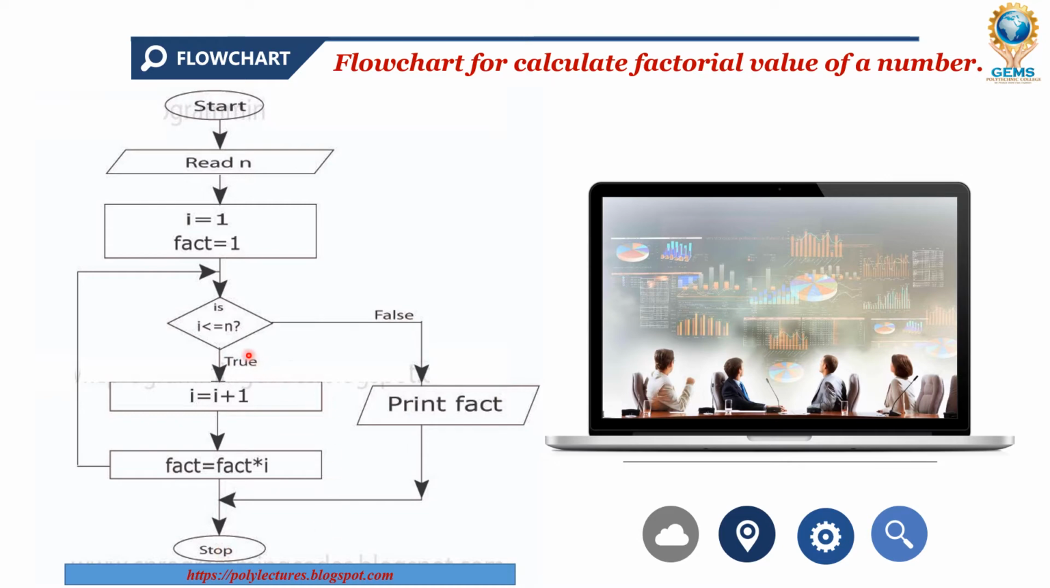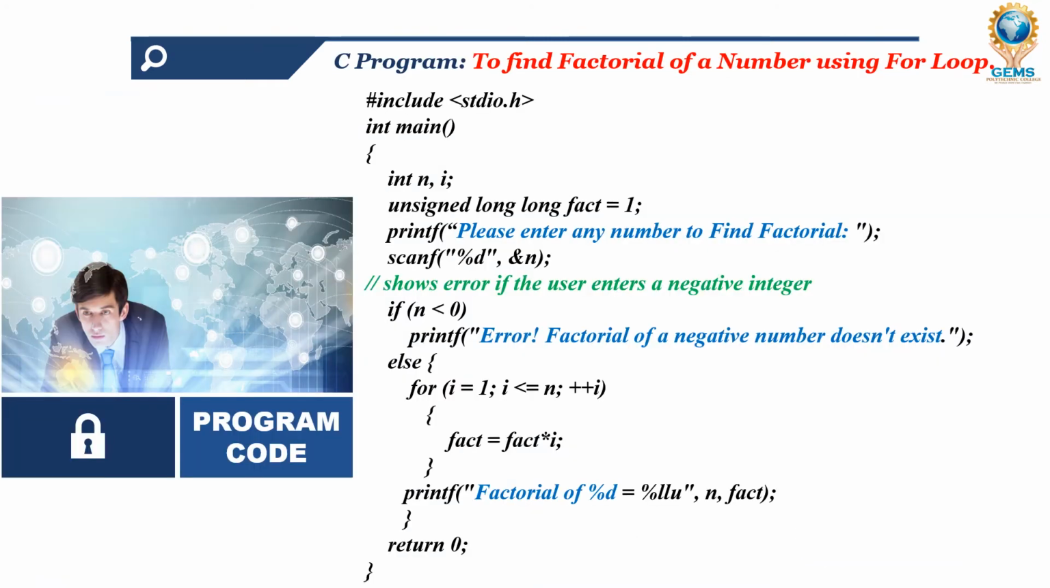But if this condition is not correct, then the loop will come out and finally the program will end. Then it will say factorial, print fact, that means the loop will come out from the for loop. So this is how our compiler will work while performing the factorial of a number. Now we will see the source code here. So this is our program to find the factorial of a number using a for loop.